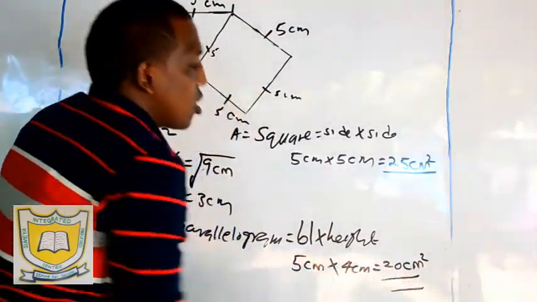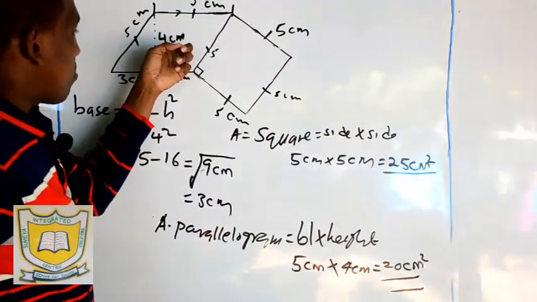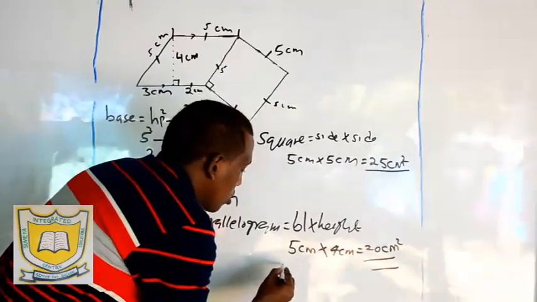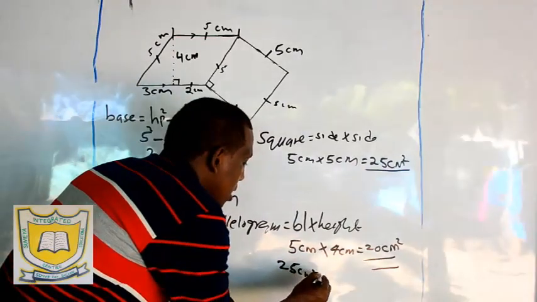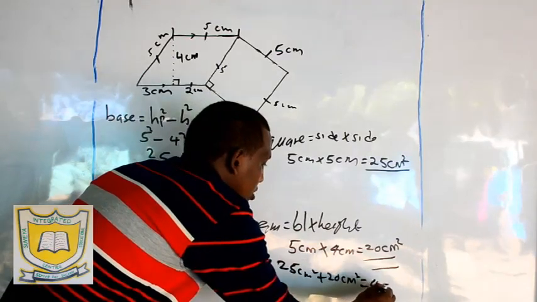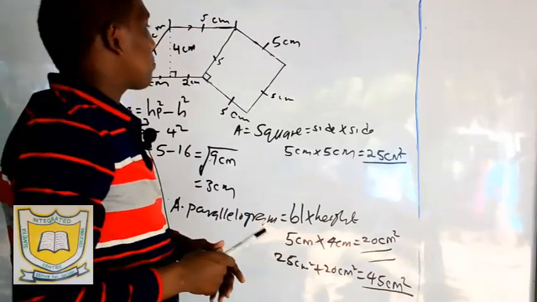That's how we get it. So what do we do now? The area of the square is 25. The area of the parallelogram is 20. So we add now. 25 centimeter squared plus 20 centimeter squared is equal to 45 centimeter squared. That's how we get the area of this figure.